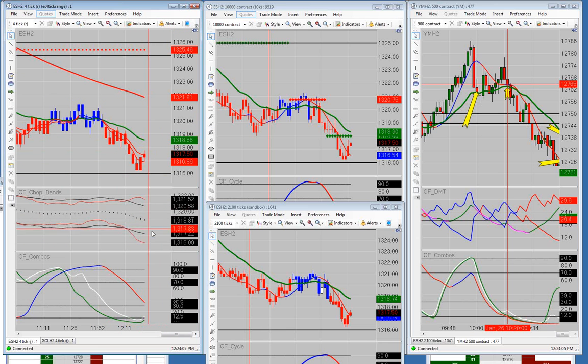1318.5 is where you would be looking to enter it. It would be an MIT order at 1318.5. It would put you in at 1318.25. The target would be the weekly trading zone right there.